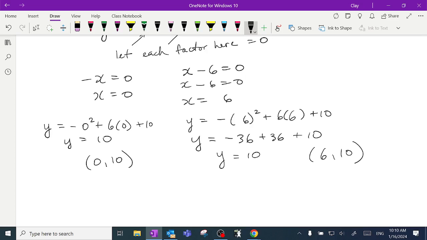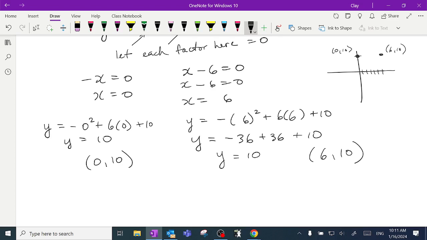And now I'll bet you know how we find the vertex. If I have a parabola, and it's got 2 points on it, one of them is at 0, 10, and the other one is at negative 6, 10.